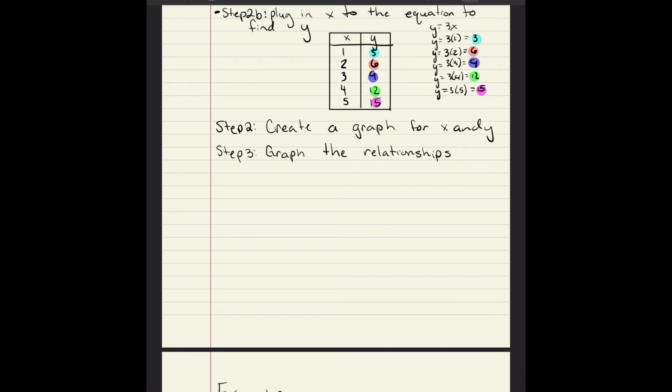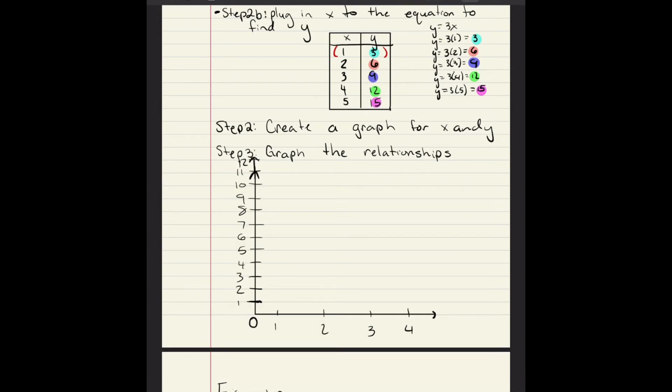Then you need to graph for x and y. So basically, when you're graphing x and y, you're creating coordinate pairs and you're graphing that. So our first coordinate pair would be, we could even just put parentheses around here, 1 and 3. Let's finish making our graph first.